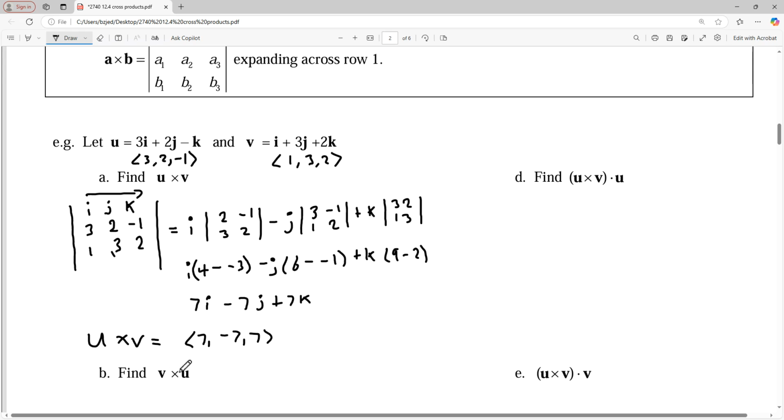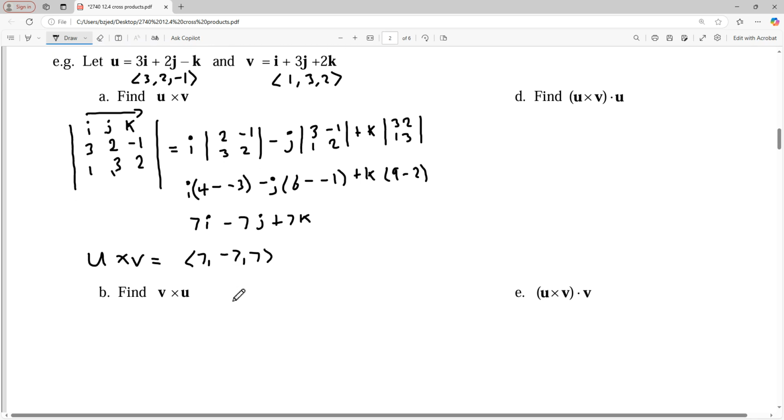Now I have v cross u. We just did u cross v, and I want to try doing v cross u. So to do v cross u, I'm going to set it up very similarly. I'm still going to put i, j, and k in the top. First in this cross product, I need to put vector v here, so that's going to be 1, 3, 2. And then I need to put vector u, which would be 3, 2, -1.